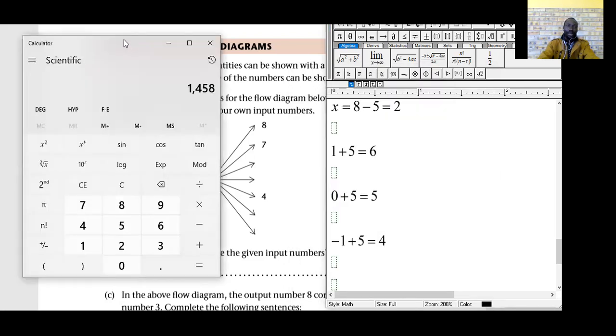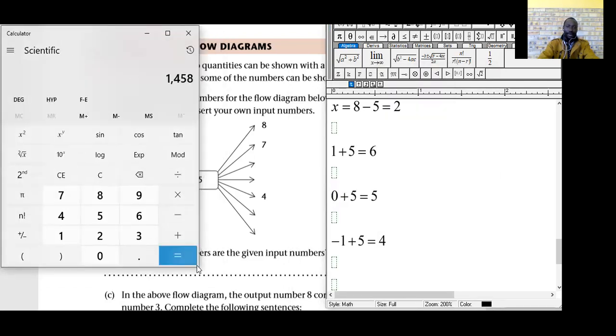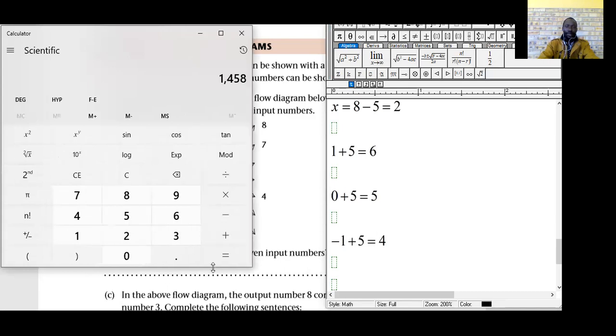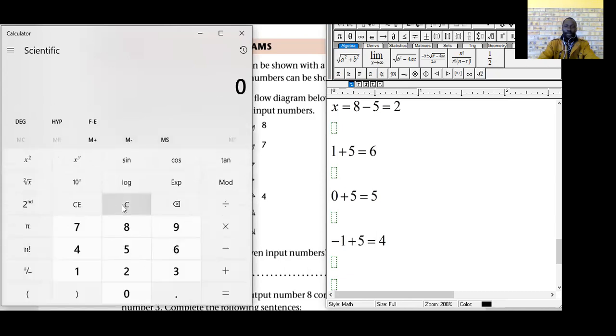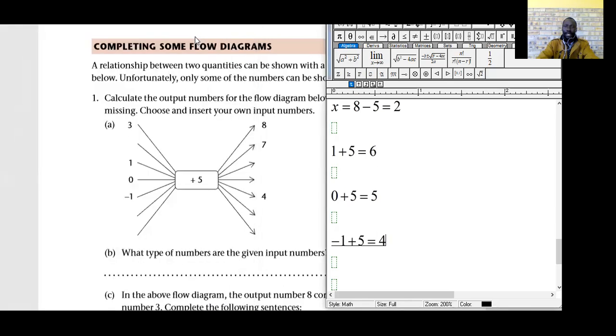Sometimes dealing with these minus things disturbs you guys. So we could do this. We could have -1 plus 5. You see, it gives you 4 like that, but you have to write it nicely in the calculator.